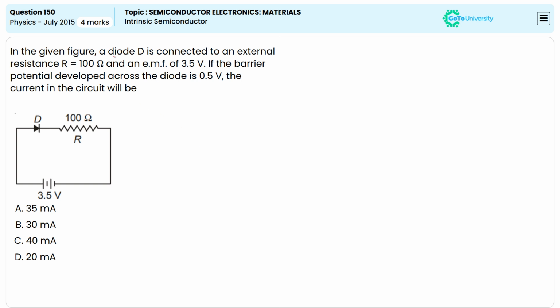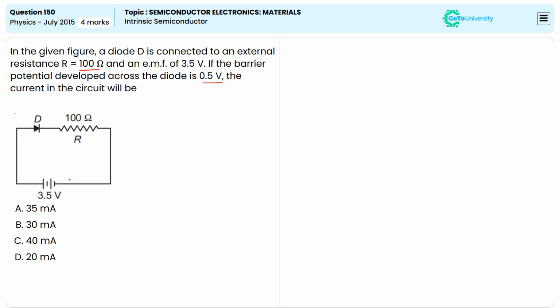In the given figure, a diode D is connected to an external resistance R equal to 100 ohms. An EMF of 3.5 volts is applied. If the barrier potential developed across the diode is 0.5 volt, the current in the circuit will be what we need to find.